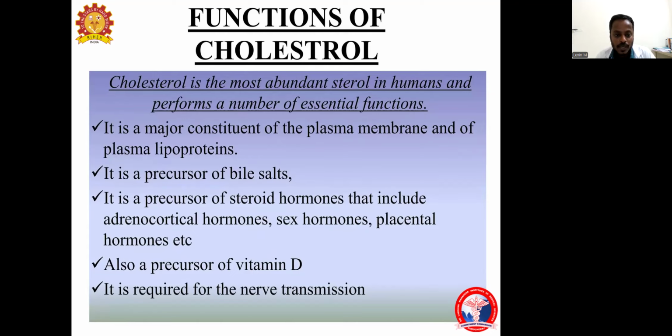First, it is a major constituent of the plasma membrane, and it is a precursor for bile salts. It is also a precursor for steroid hormones, like adrenocortical hormones, sex hormones, placental hormones and others. It is also the precursor for vitamin D. It is also involved in nerve transmission.